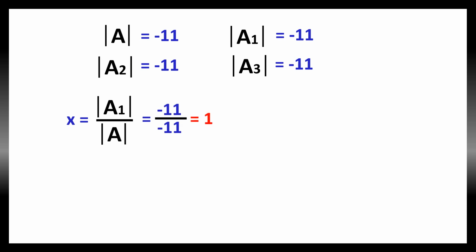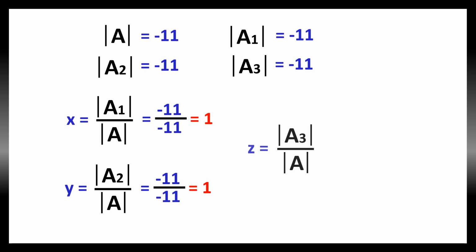Hence X is equal to 1. And in the same manner, Y is found as determinant of A2 divided by determinant of A. That will also be minus 11 divided by minus 11. Hence Y is equal to 1. So Z will be the same, minus 11 by minus 11, by applying the formula determinant of A3 divided by determinant of A, and that is also 1. Hence all the variables have got values 1. X is equal to 1, Y is equal to 1 and Z is equal to 1. Now this is the solution for the given simultaneous equations.